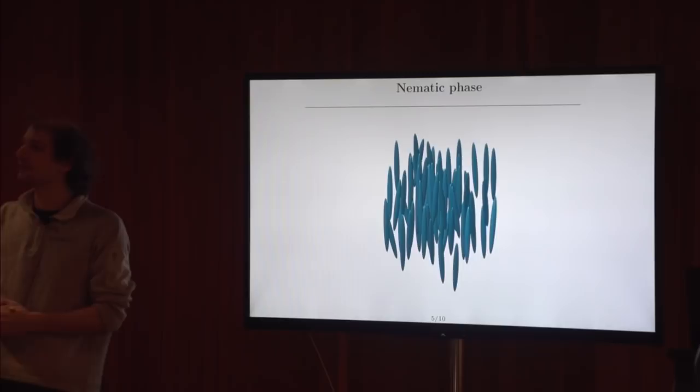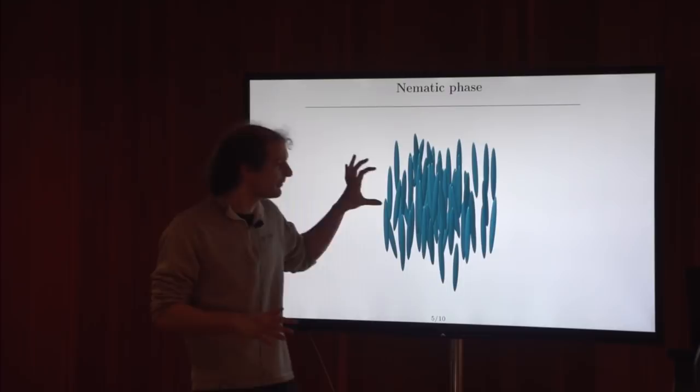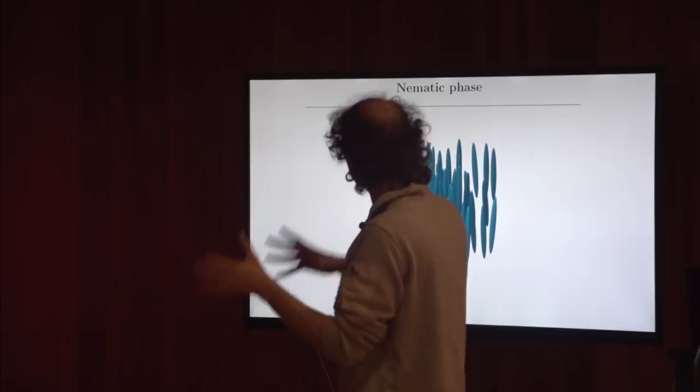On the other hand, if I look at the positions of the molecules, if I just look at where the molecules are located, it kind of looks like a clump. There is no order in the positions of the molecules. So I have order in the orientation and disorder in the position. There's order and disorder, crystalline properties and liquid properties. This is what makes them liquid crystals.